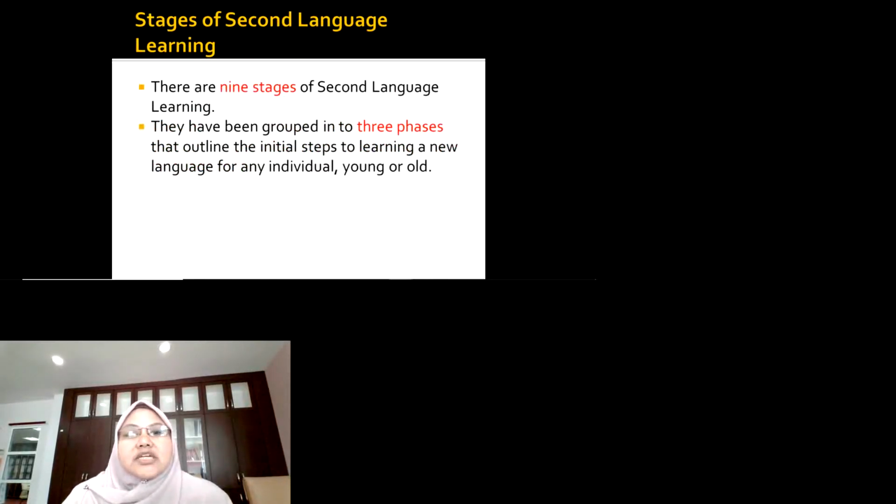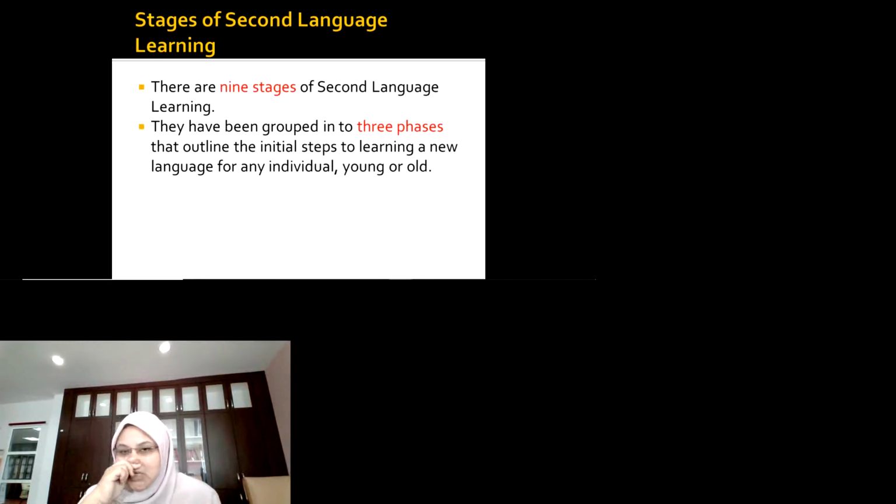We come to the stages of second language learning. In this case, we are talking about English as a second language. Altogether, there are 9 stages of second language learning, and within those 9 stages, they have been grouped in 3 phases. These 3 phases outline the initial steps to learning a new language for any individual, young or old.